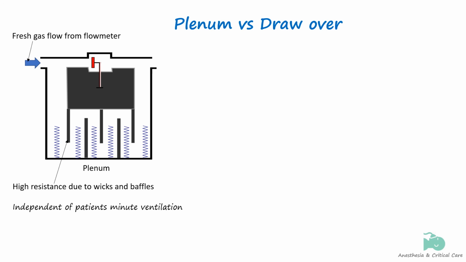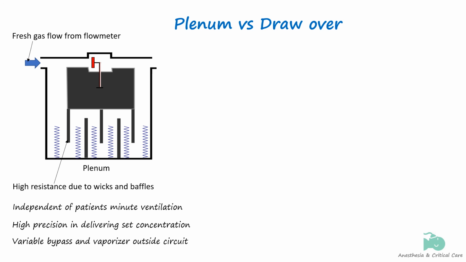The internal resistance of the vaporizer is usually high, but because the supply pressure is constant, the vaporizer can be accurately calibrated to deliver a precise concentration of volatile anesthetic vapor over a wide range of fresh gas flows. The plenum vaporizers are a variable bypass type and positioned out of the patient's breathing circuit. Tech vaporizers are plenum type.